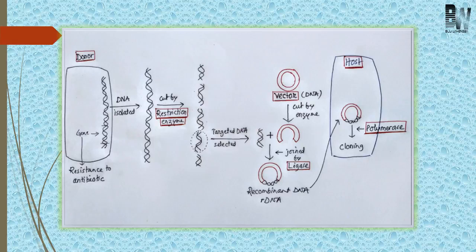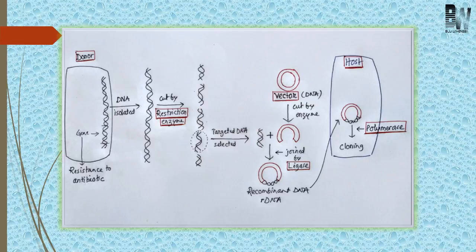So it's the donor and the host. The point is that the donor is resistant to a particular antibiotic. On the other side, the host is not resistant to that particular antibiotic. First of all, the DNA is extracted and cut down into smaller fragments.